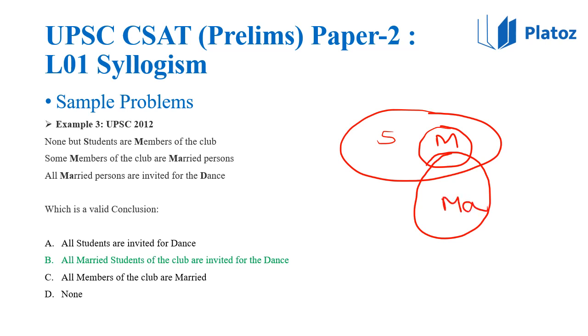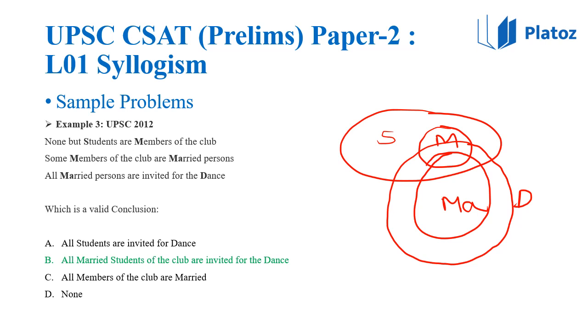All right, some A are B form. And what is the third statement? All married persons are invited for the dance. All A are B. So all married persons. Let's draw that also now. All married persons are invited for the dance. So this is the Venn diagram which we get for this problem.